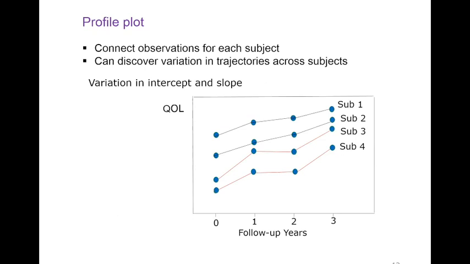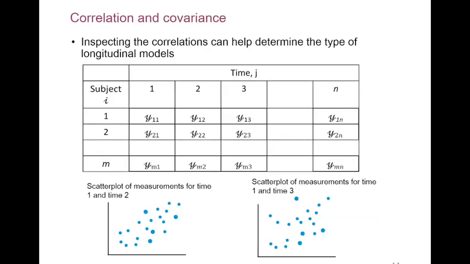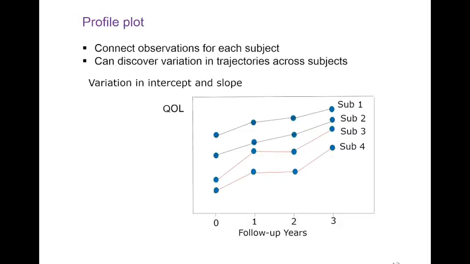And well, in this figure, you see that, right? This is the population average mean response over time. This figure does not tell you individual trajectory. So if we were interested in individual trajectory, then an alternative plot is called the profile plot.